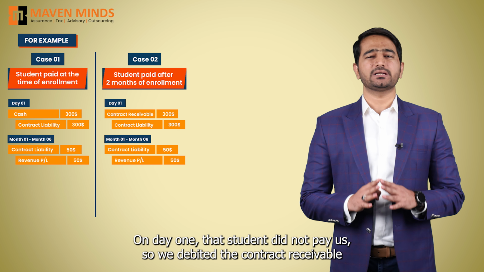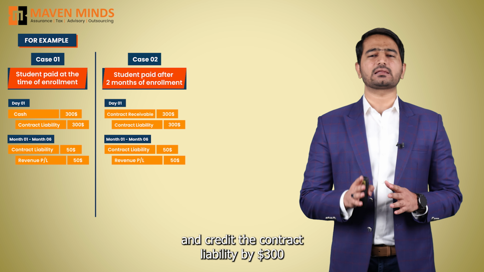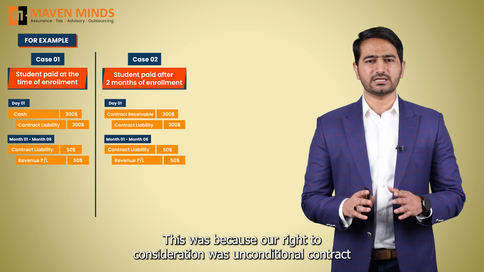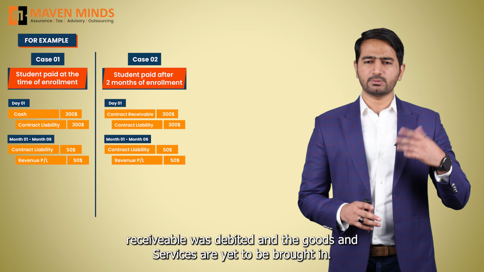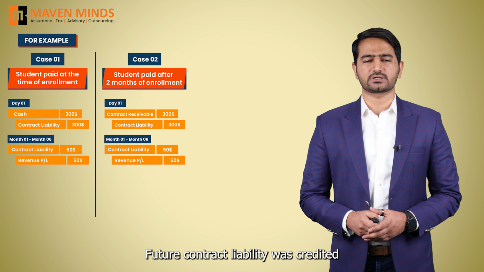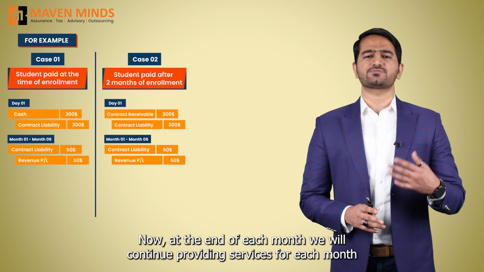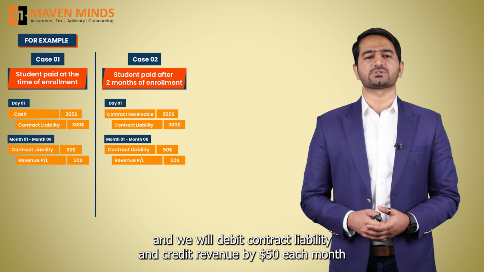On day 1, the student did not pay us. So we debited the contract receivable and credited the contract liability by $300. This was because our right to consideration was unconditional, contract receivable was debited. And the goods and services are yet to be provided in future, contract liability was credited. Now at the end of each month, we will continue providing services for each month and we will debit contract liability and credit revenue by $50 each month.